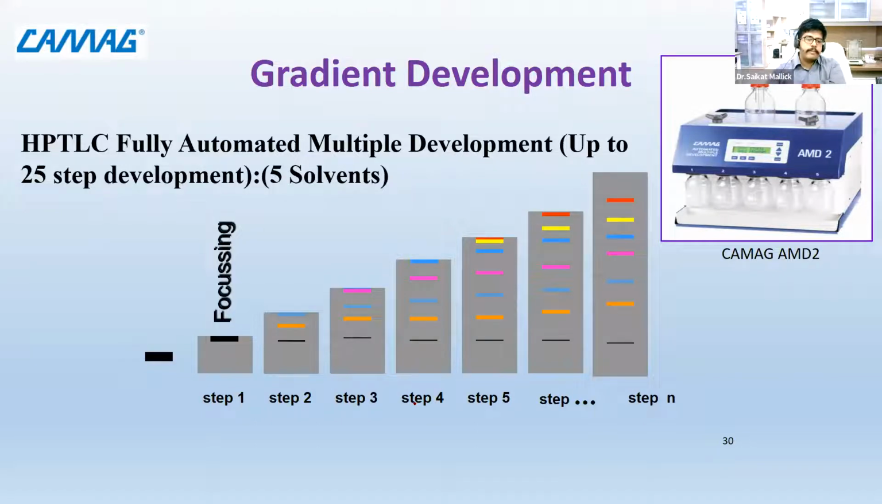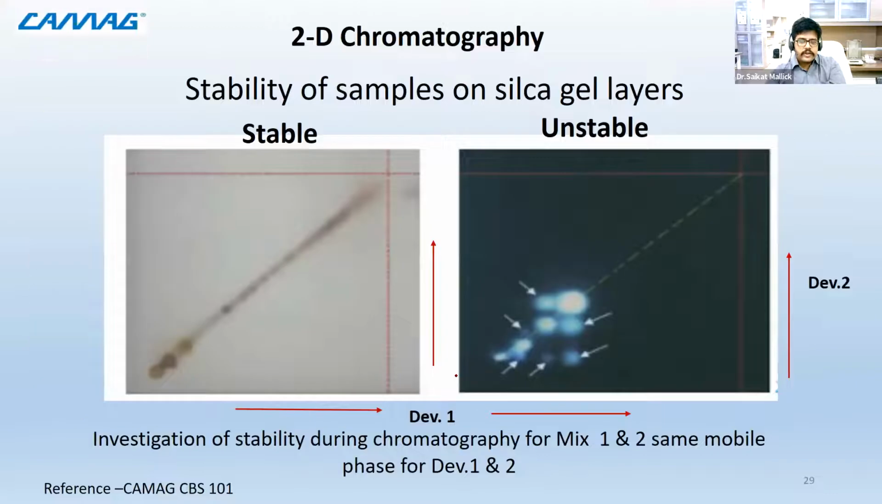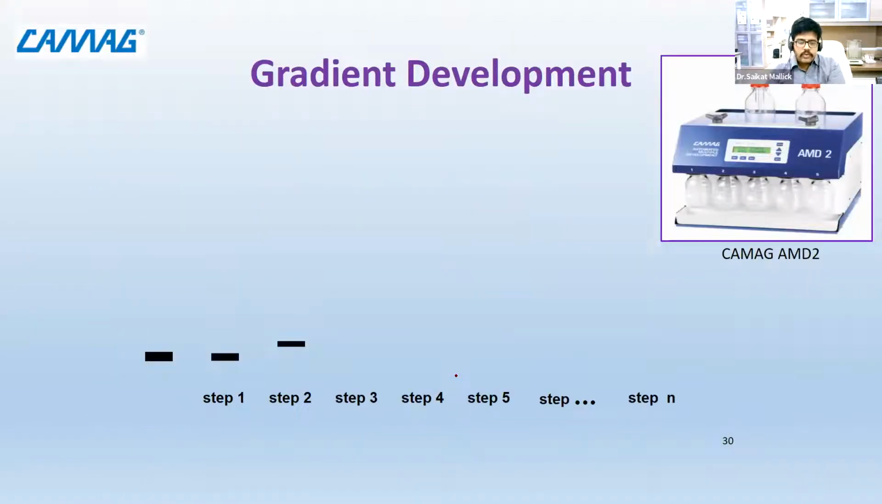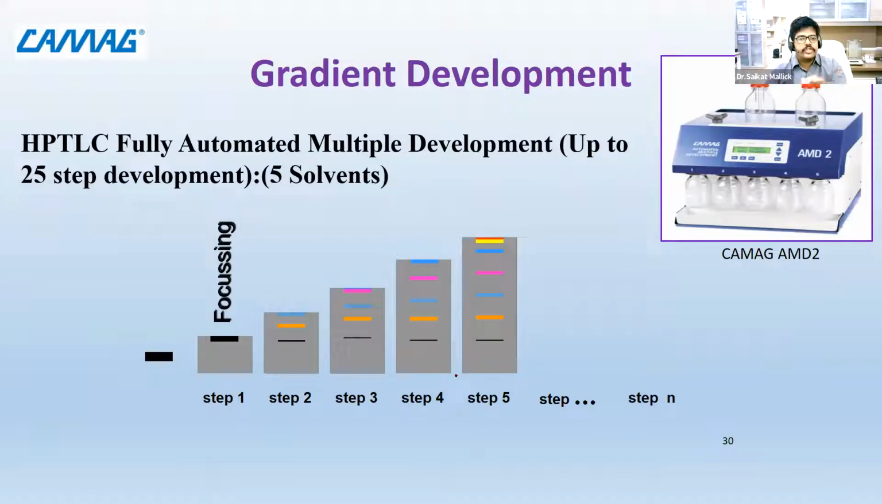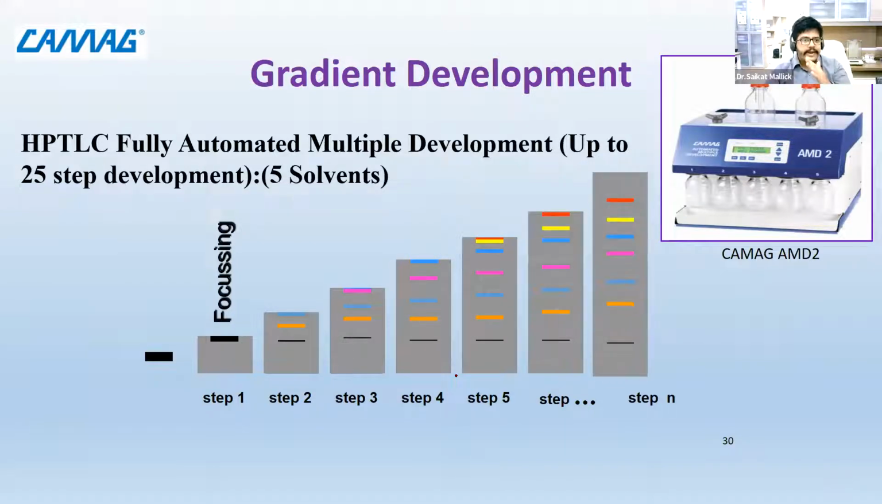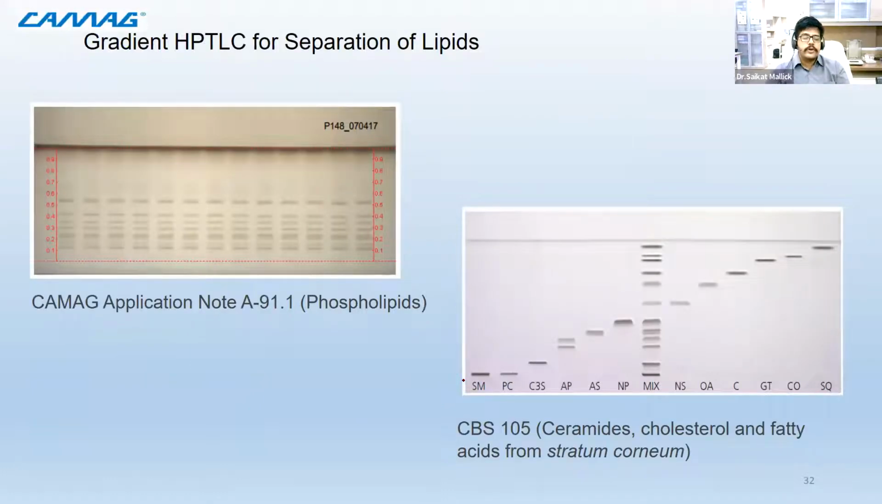So first you develop it with one solvent. I'll just go back to this slide so you can see how it works. You see, each time you are developing it with a different solvent, so you can practically change the polarity of the solvent and check. It should be in one direction, either non-polar to polar or polar to non-polar, depending upon the sample and your requirement. And then you can do multiple developments to get separation.